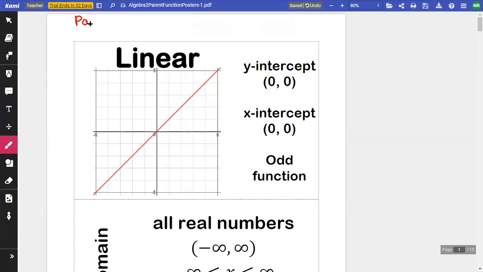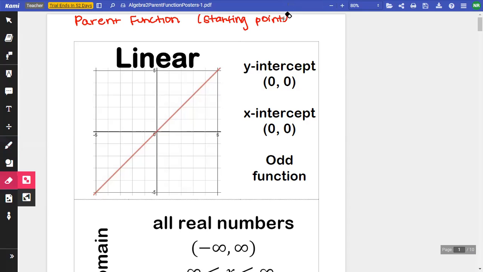Now we're not going to do a lot of writing on this handout. It's more just for reference. Parent function. This is the starting point. Meaning before we make any kind of changes, that's supposed to be a parenthesis. Sorry, looks weird. It won't let me draw down for some reason. There we go, starting point.